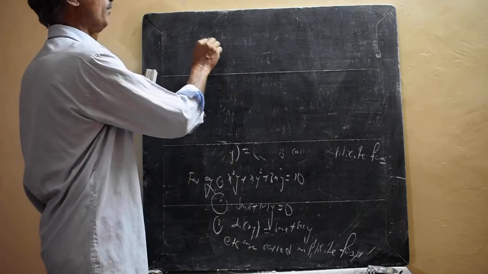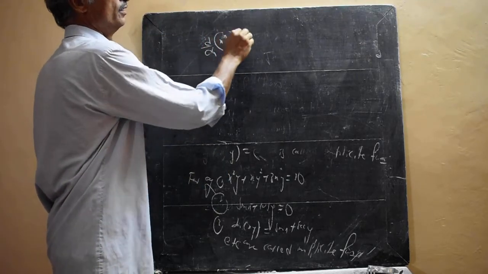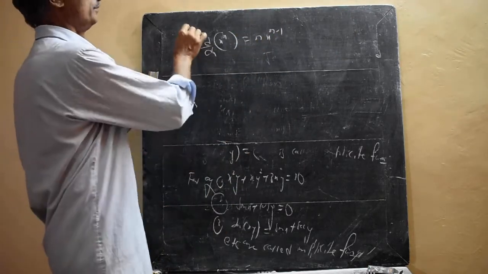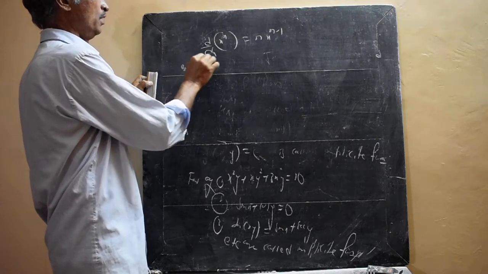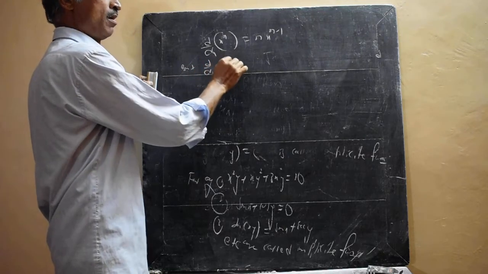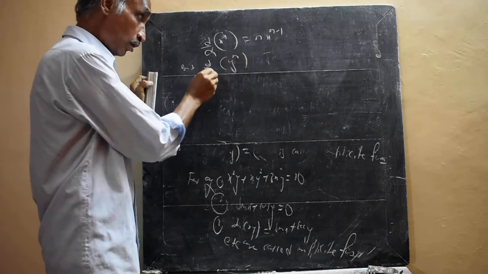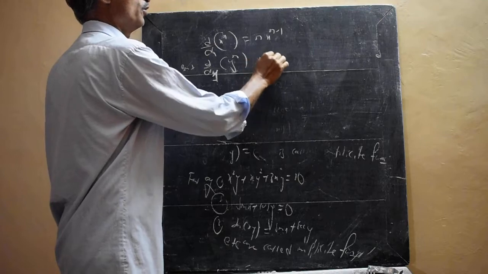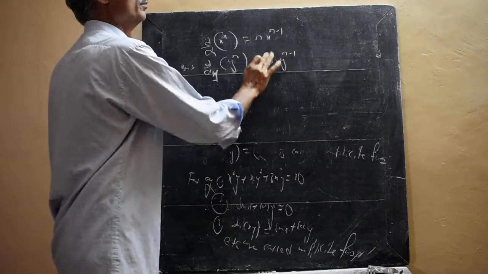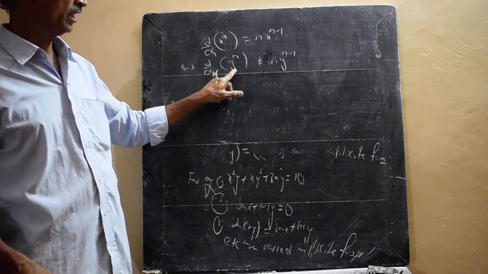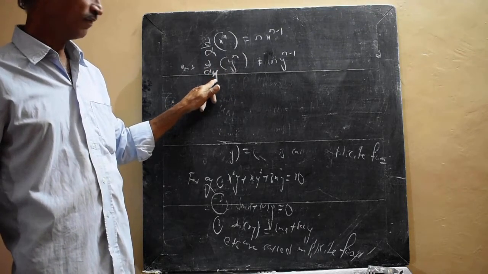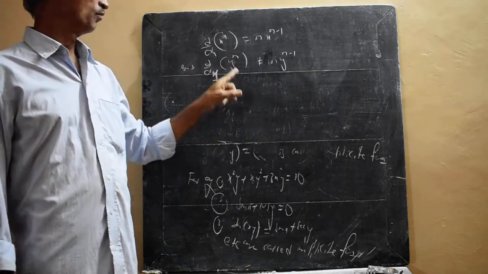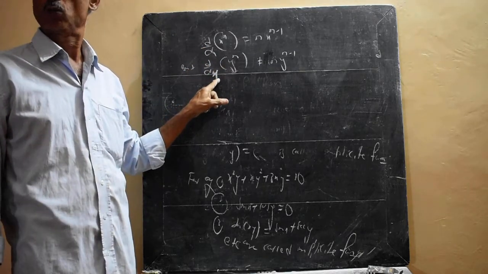d by dx of x raised to n is equal to n into x raised to n minus 1. Is it right? But d by dx of y raised to n is not equal to n into y raised to n minus 1. Here is the function of y. You can't differentiate it with respect to x. Function of y can be differentiated with respect to y only.